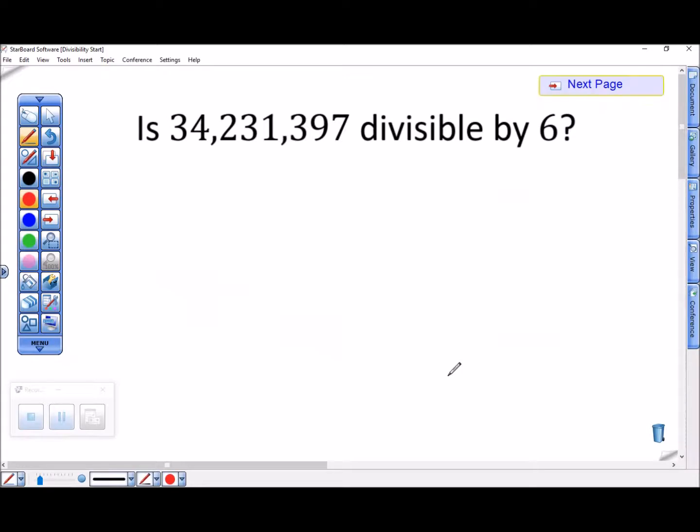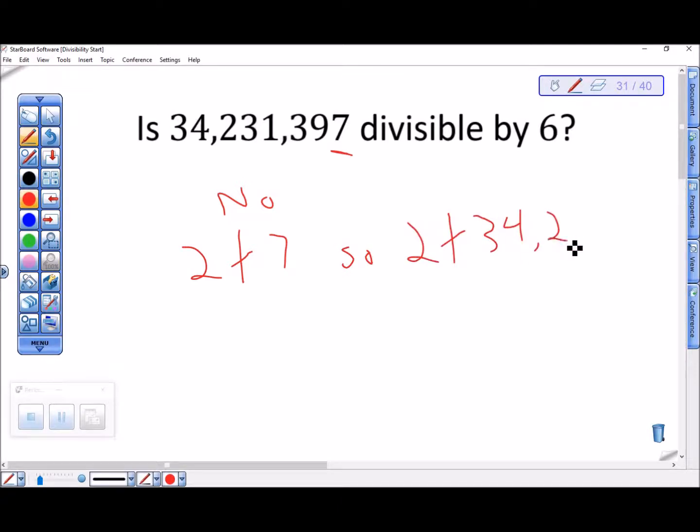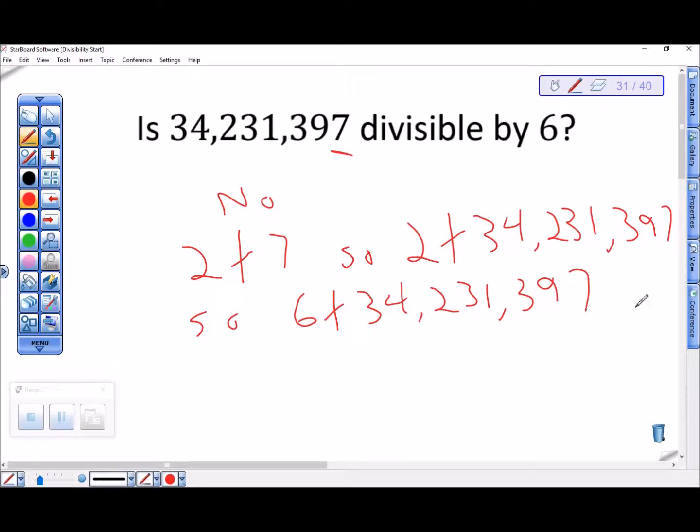So is 34,231,397 divisible by 6? No. 2 does not divide 7, so 2 does not divide 34,231,397, so 6 does not divide it. Okay, 6 does not divide 34,231,397 because 2 didn't. We don't need to check 3. If it fails the test for either one, it is not divisible by 6.